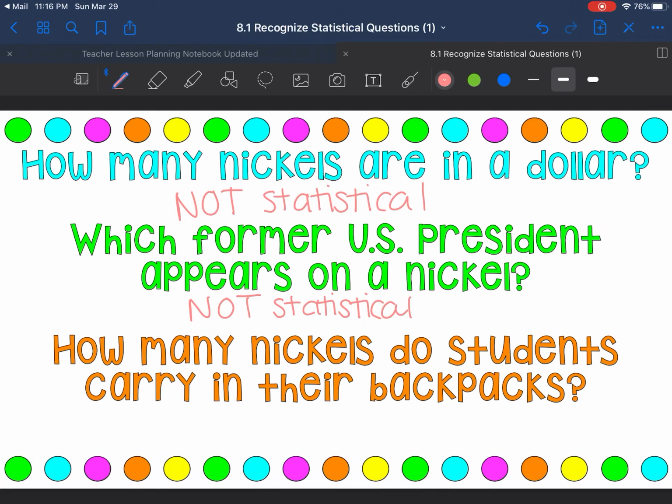Okay, so let's take a look at our third and final question on this. How many nickels do students carry in their backpacks? Ooh, all right, well, let's think about it. I may carry one. Gavin may carry two. Braden may carry seven. Addison may carry 10. Alyssa may carry 5. Those are all various answers, right? Since there's multiple answers to this question, it would be statistical.